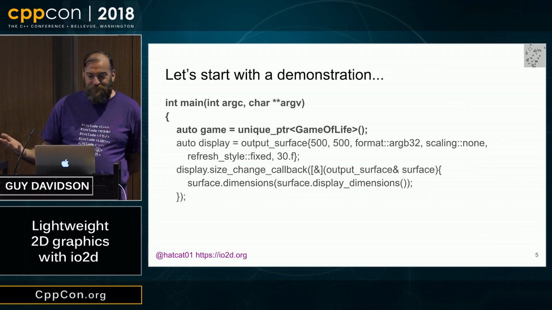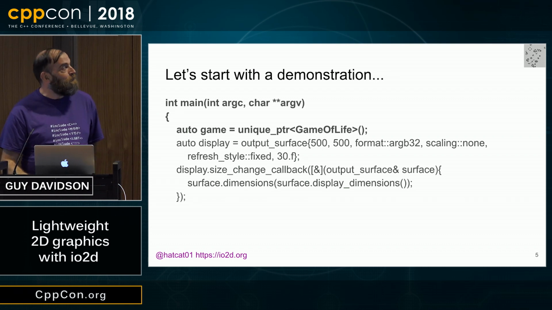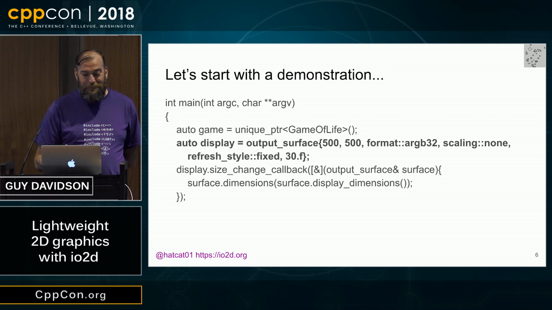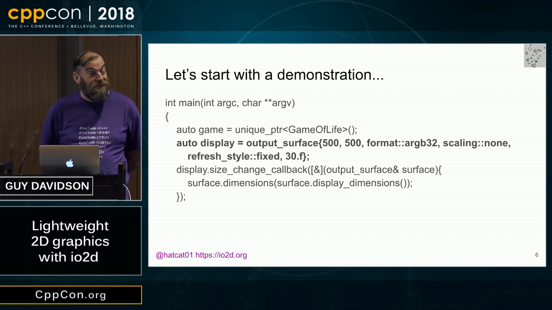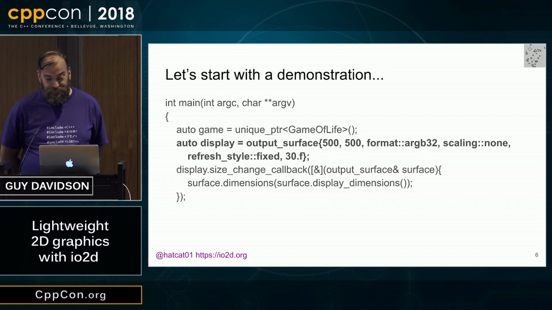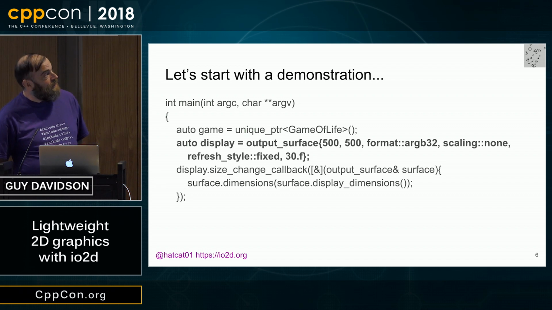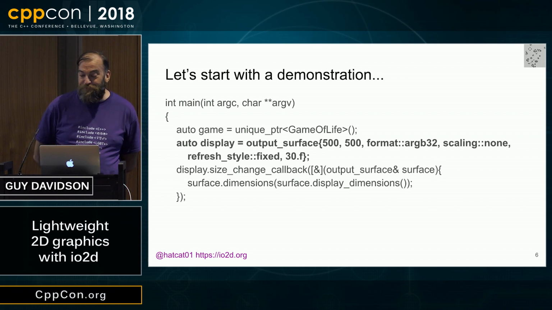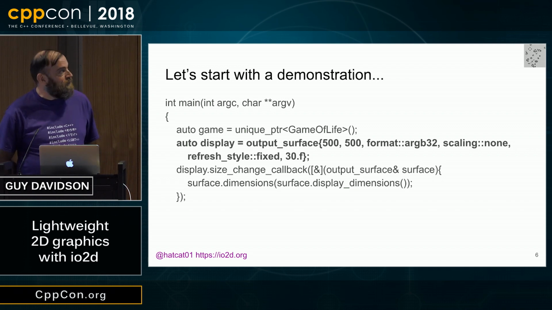Let's start with the main function. So the first thing we do is create an instance of the Game of Life object. And you can see here the first type in the API, which is output surface. And this is the surface that we shall draw to. These parameters identify some of the characteristics of the surface. The first pair is the size of the surface in pixels. And next we have the pixel format, which is alpha, red, green, blue, over 32 bits.